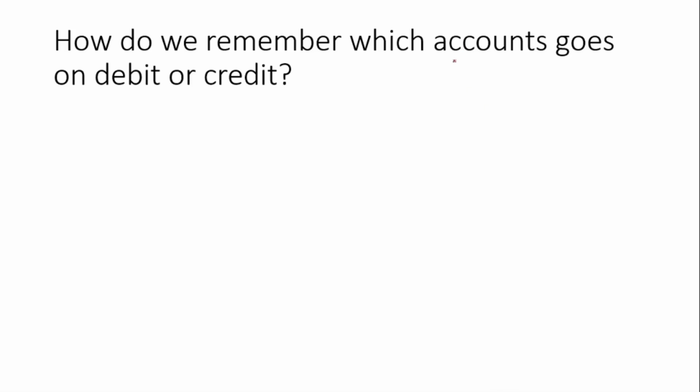How do we remember which accounts are recorded in debits and credits? Well, we have an acronym called DEADCLIC, which is used to help you prepare, let's say, T accounts or double entries. So let's start off with the left side. We're going to look at the letter E.